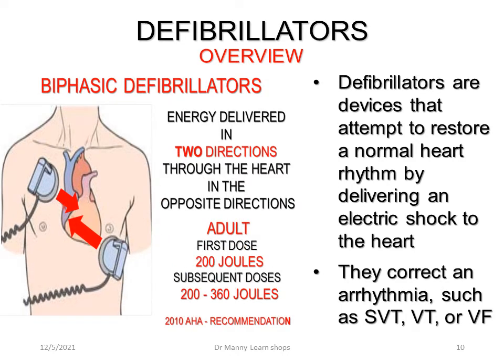Then you've got biphasic defibrillators, and they deliver energy in two directions through the heart, in opposite directions. The first dose in an adult is typically recommended to be 200 joules, and subsequent doses 200, 300 to 360. And they correct dysrhythmias and arrhythmias such as SVT, VT, VF as well. If you're not familiar with these dysrhythmias, look at the Dr Manny Learn Shocks. They're simple and straightforward.